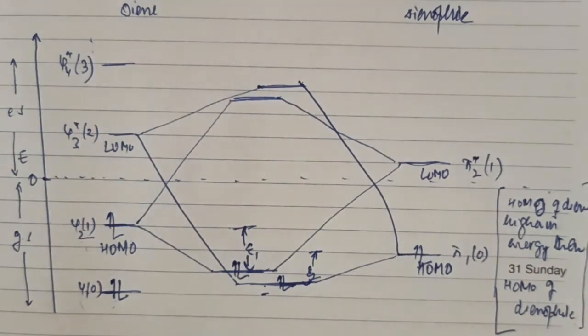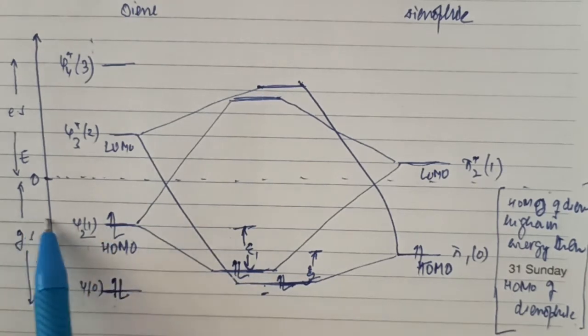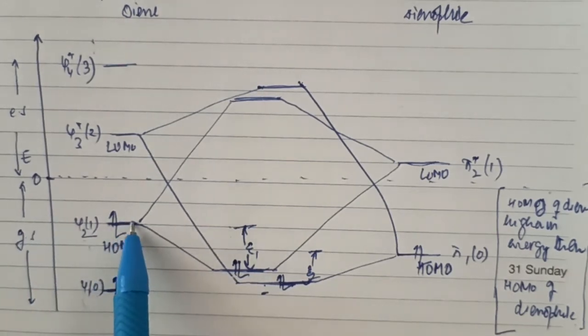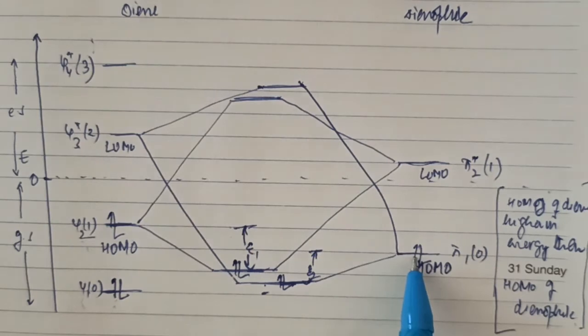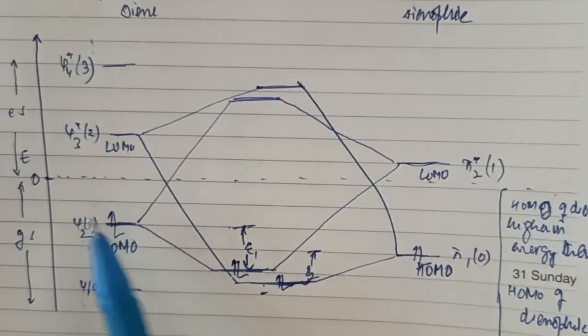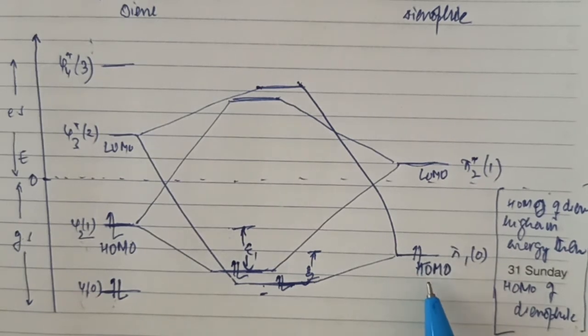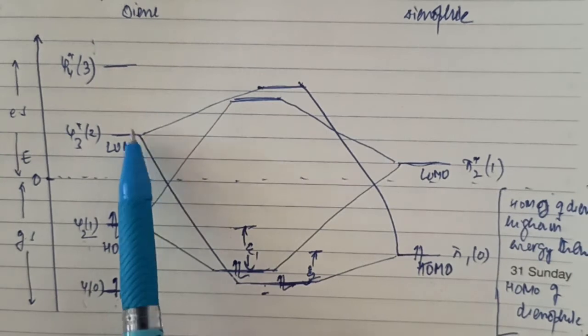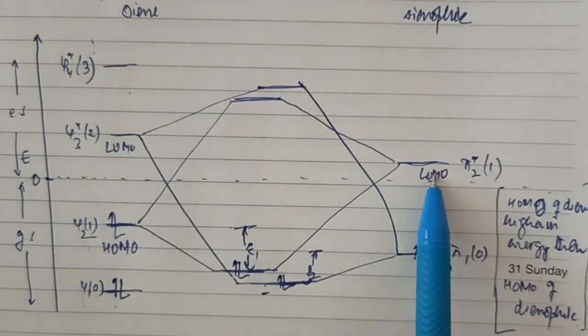So while drawing this molecular orbital level diagram, what I'm trying to show is that in terms of energy, the HOMO of the diene is higher in energy than the HOMO of the dienophile. Look at the energy gap. We've tried to keep this one at higher energy, and this one at lower energy. And similarly, the LUMO of the diene is higher in energy than the LUMO of the dienophile.